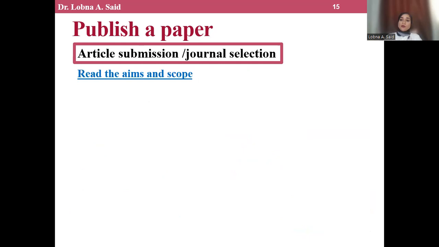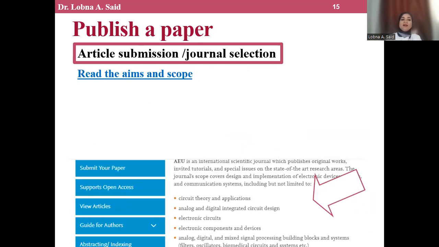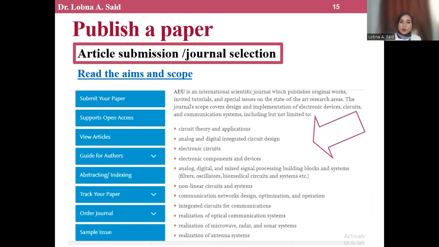And after you select the journal, you have to read clearly the aim and the scope. If we're talking about circuit theory, if we're talking about analog, or whatever, you need to read it correctly, because you don't want to publish in the wrong journal. Maybe it had this aim 2 years ago, but they changed the scope. So you have to narrow your choices and check if the journal is still published in these areas or not.